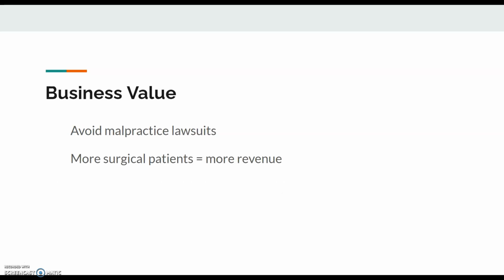Now, what is the business value? For a hospital, you can avoid malpractice lawsuits. Nonfeasance is the failure to perform an act that is a professional duty. Medical malpractice falls under this category. Also, hospitals make more money on surgical patients than they do medical patients. If more biopsies are detected as needed, we can also increase the revenue of the hospital.